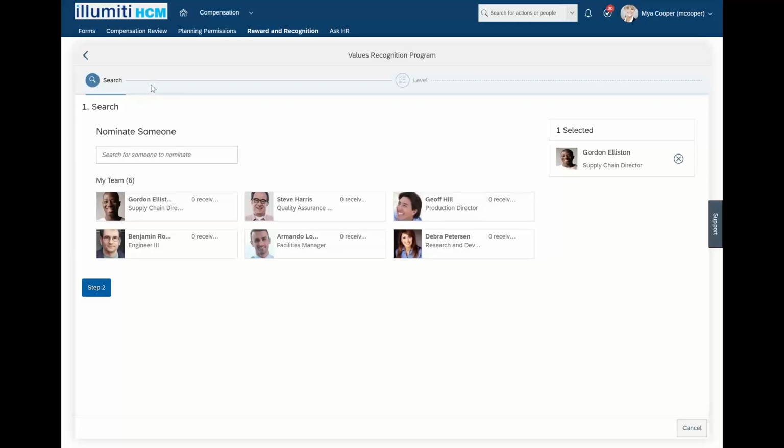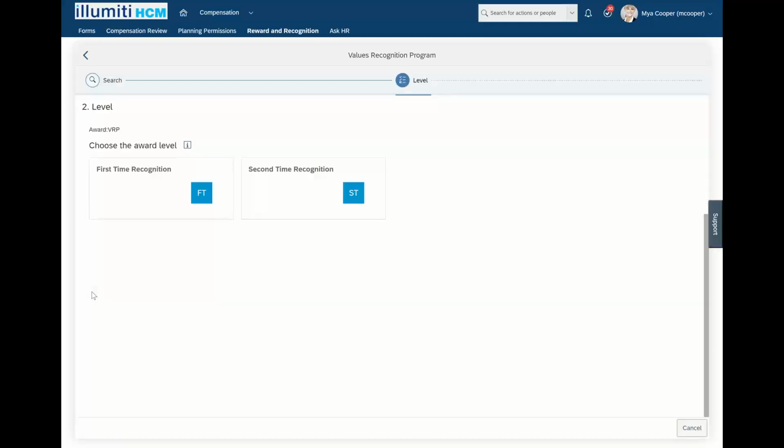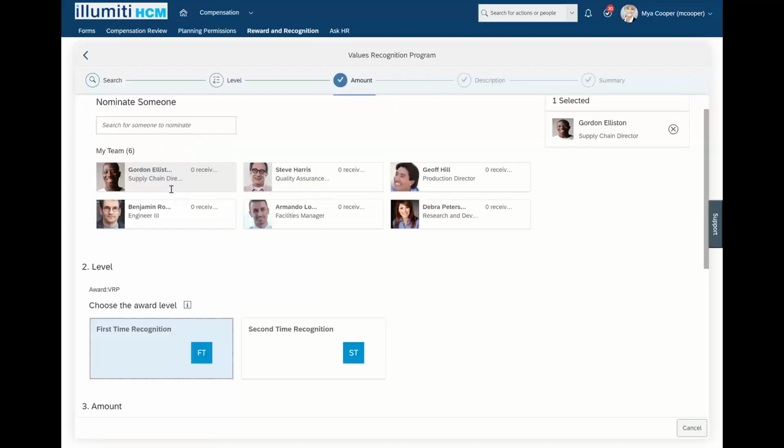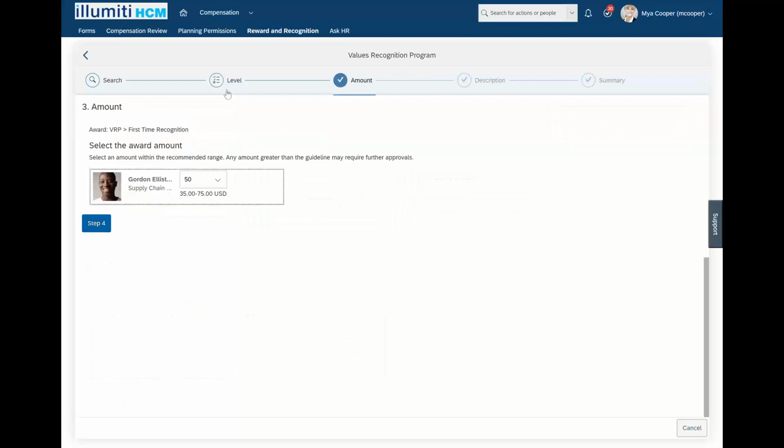So you can see I'm going to move along some steps across the top. Moving into step 2, I'm going to be prompted to choose the level of award to give him. So you could have, let's say, a bronze, silver, gold. You could have a level 1, level 2, level 3. In this case, we are choosing whether this is a first-time recognition or a second-time recognition. And for this particular employee, it is his first time receiving this recognition. And you can see as we're choosing things, this path of steps is dynamically updating.